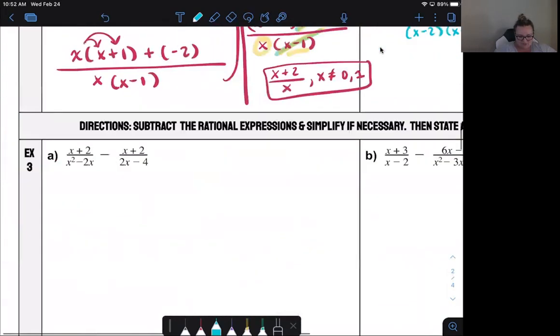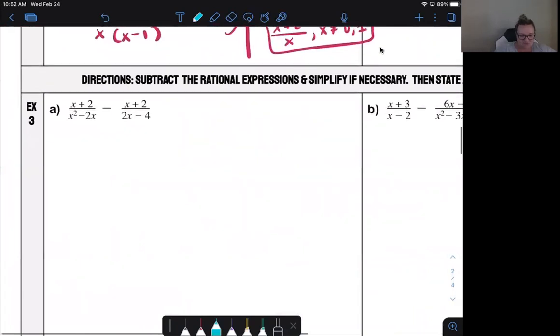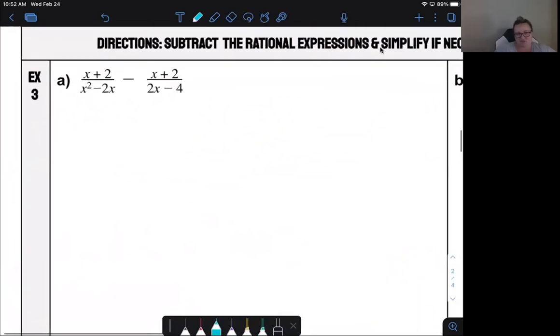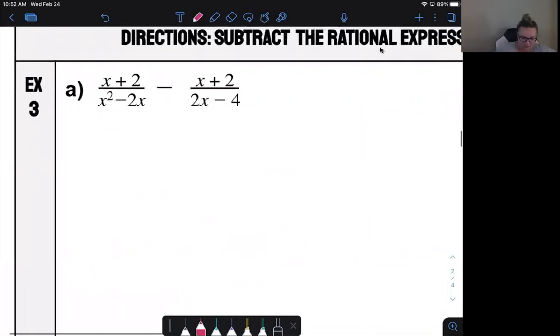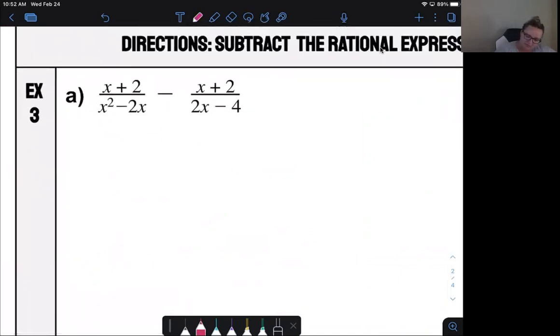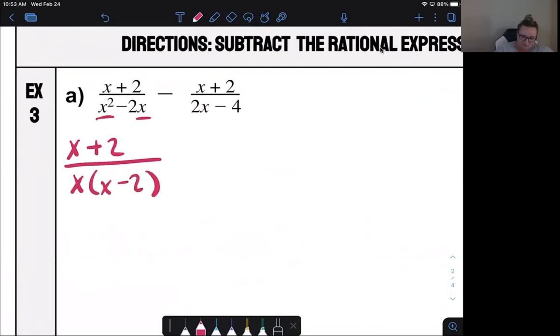Okay, so now let's do some subtraction. So subtraction follows the same steps, but there's just one different part. And I'll point that out as we go. So in part A here, in x plus 2 over x squared minus 2x, we can factor out an x in this denominator, so x times x minus 2. And then for x plus 2, we can factor out a 2 from 2 and 4, so 2 times x minus 2.